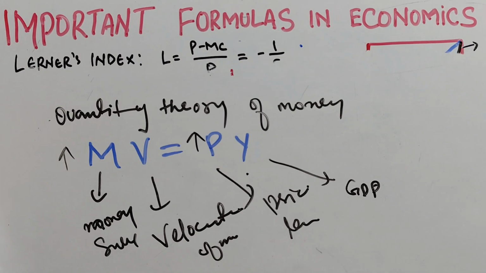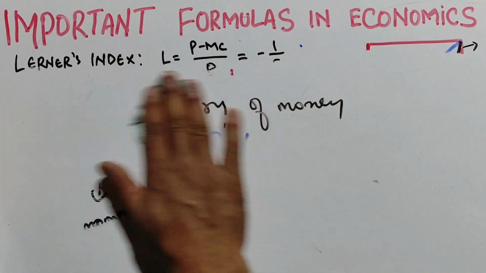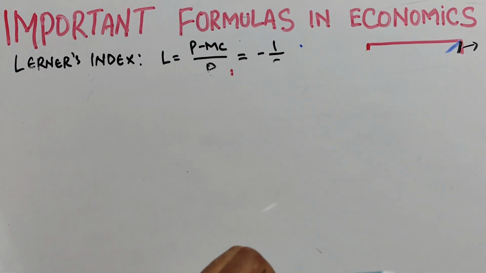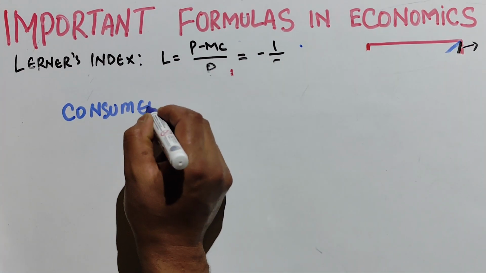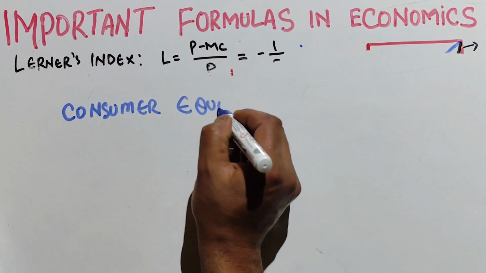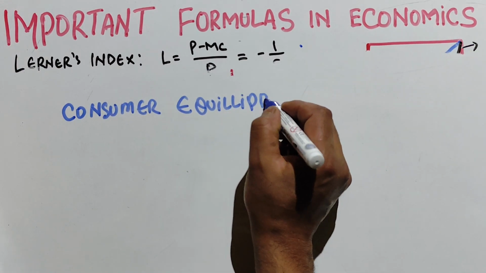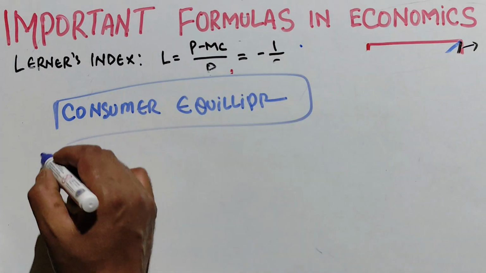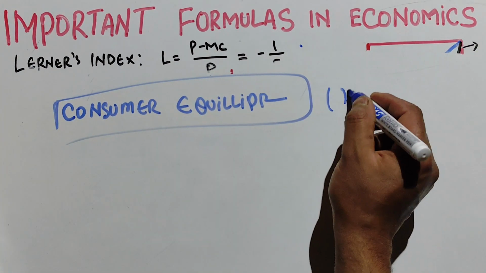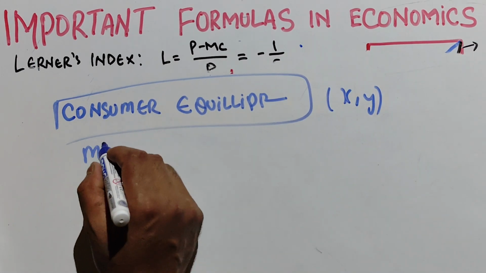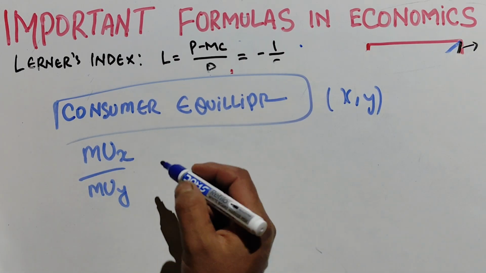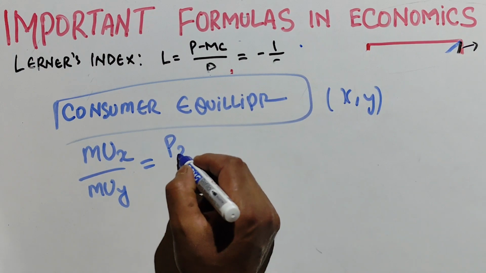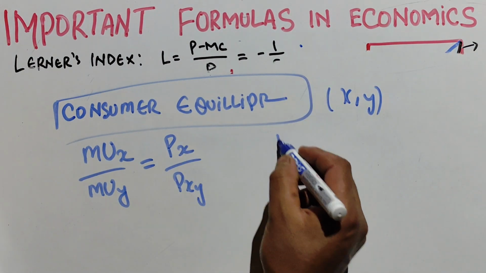Then can I recall any other thing here? Okay, then we have the consumer equilibrium condition. Consumer is in equilibrium when, if the consumer consumes two goods X and Y, the marginal utility from good X upon marginal utility from good Y is equal to the ratio of their prices, that is price of X upon price of Y. Graphically you know it pretty well.